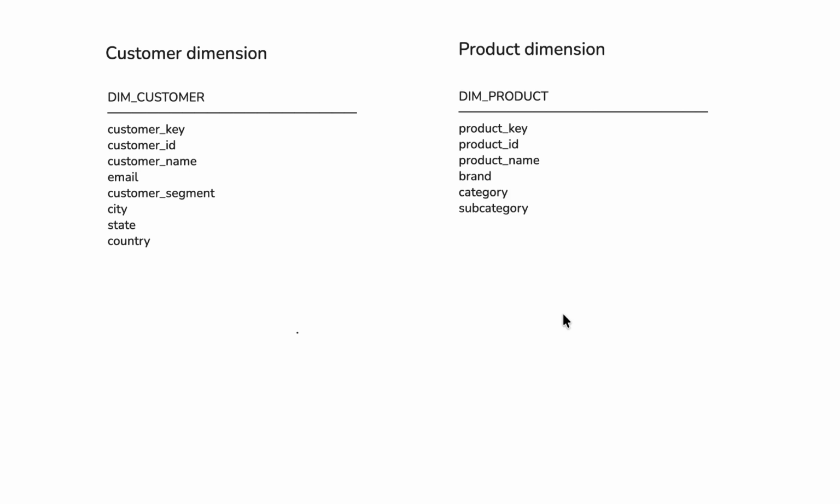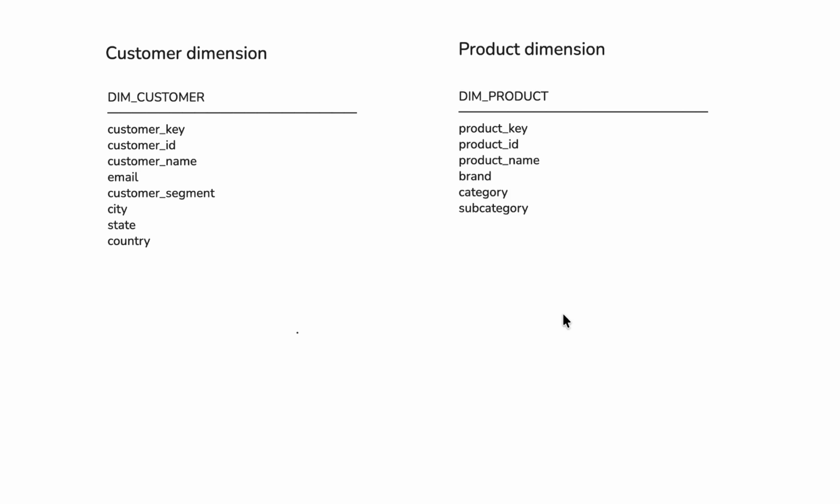The first dimension is customer. This answers the who. We generate a warehouse key called customer key. We also retain the source customer ID. Then we store descriptive customer attributes such as name, city, state, segment, and country. This allows the business to analyze sales by customer or customer characteristics.